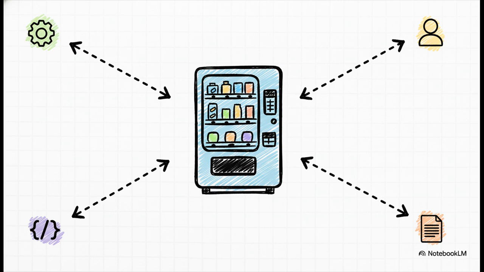A function is exactly like that. You write the logic one time, and then you can call on it from anywhere in your program as many times as you need to without ever having to rewrite a single line.